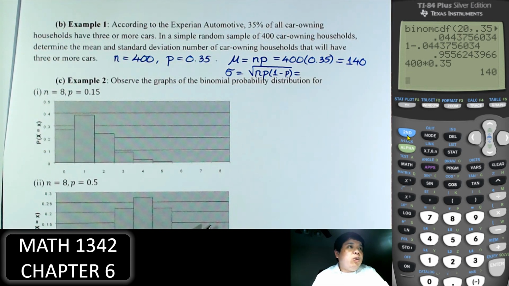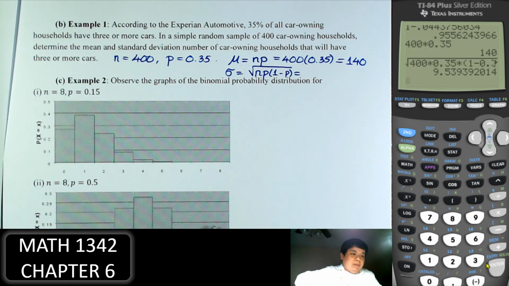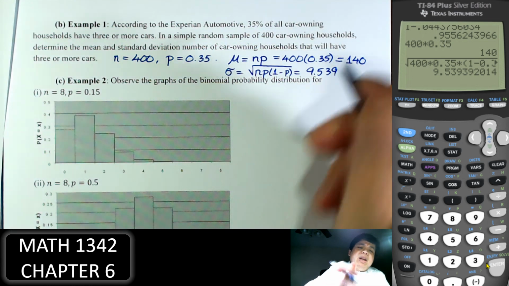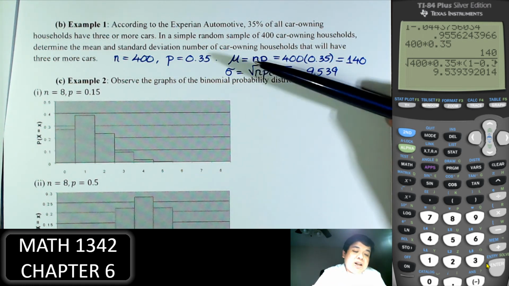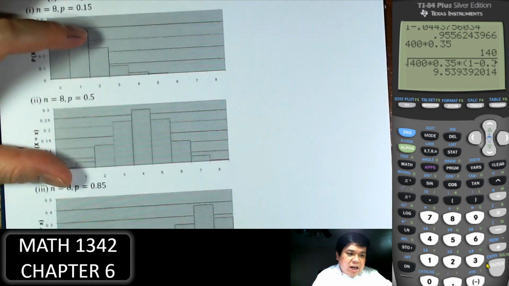So square root of 400, that is n, times p, times 1 minus 0.35. So that's about 9.539. Later on, this might have some meaning, but as far as statistics, the expected value has a lot more meaning than the standard deviation in this case, in a binomial experiment.